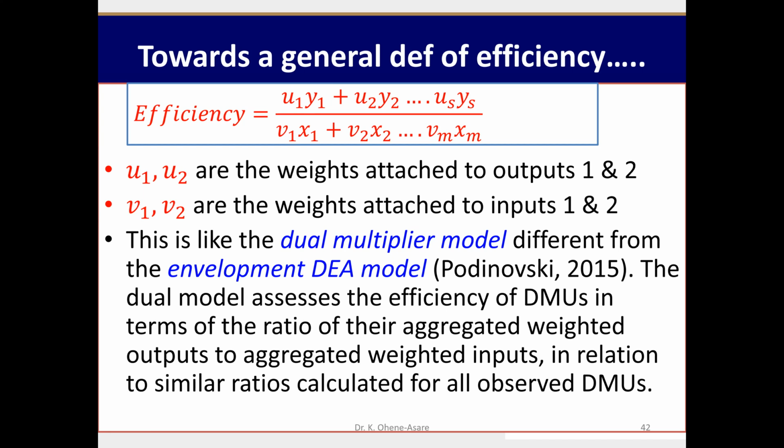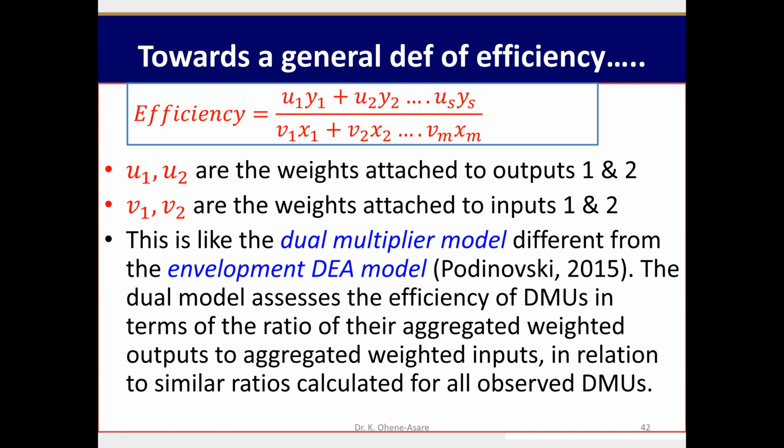Now, if you have done DEA, and Professor Podinowski makes this clear, every DEA model has a primal version and a dual version. The primal version, and you later learn this, is said to be the envelopment model. And the dual is known as the multiplier model. The dual is the one that will attach the weight here. So what you see up there is a dual.